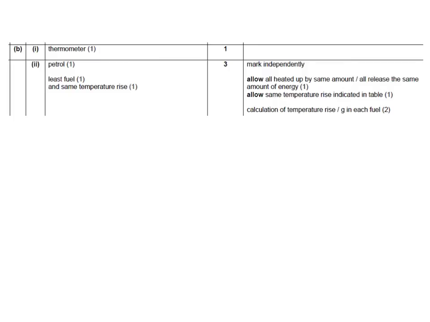And here's the answers. The piece of apparatus was the thermometer. The most efficient fuel was the petrol because the least fuel was used and it gave the same temperature rise.